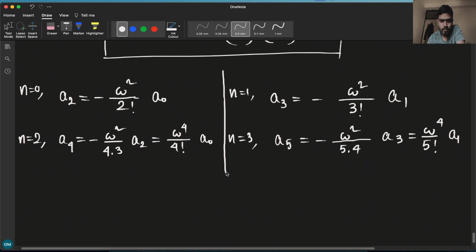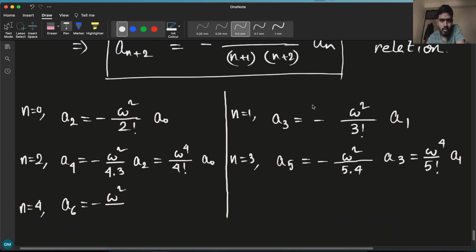Okay, if I put n equals 4, then we will get a6 equals minus omega square, so here 4 plus 2 is 6 and 4 plus 1 is 5, 6 times 5, times a4. And now a4 I can put from here, so we will get minus omega to the power 6 divided by 6 factorial times a0.